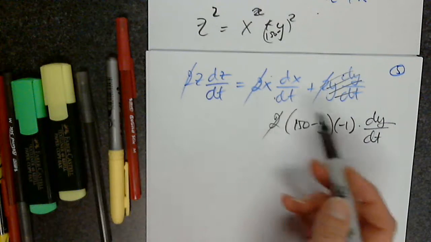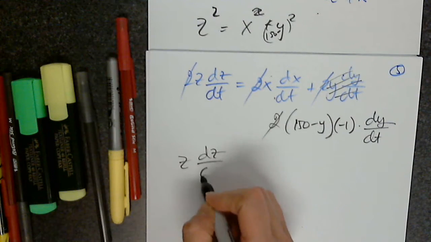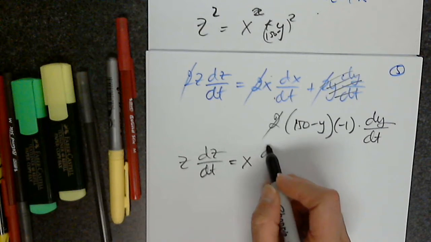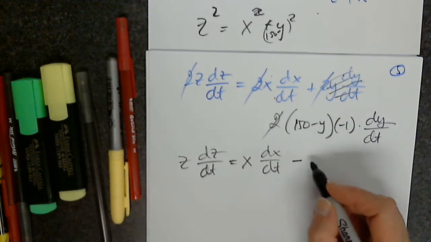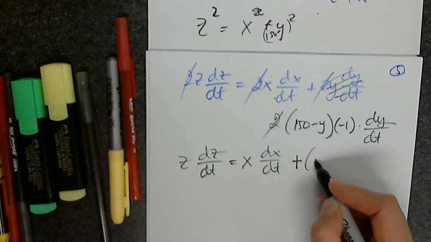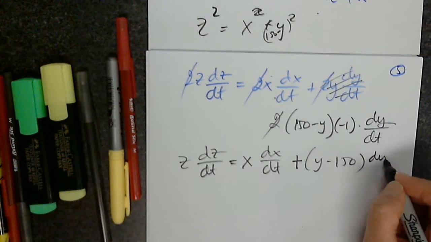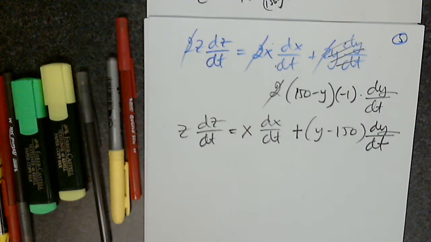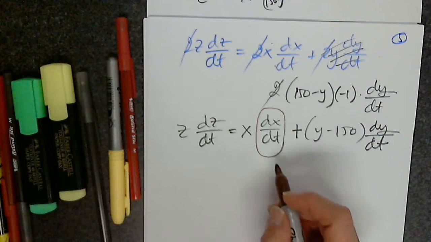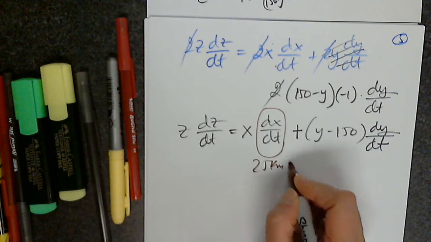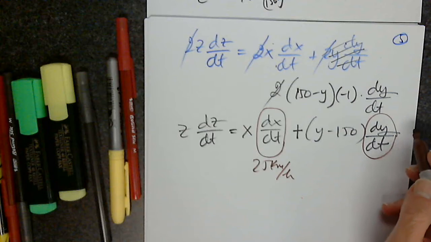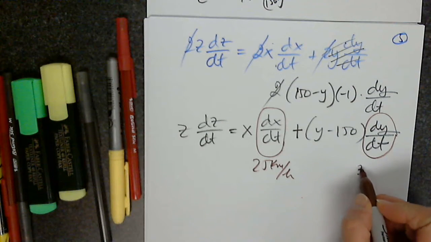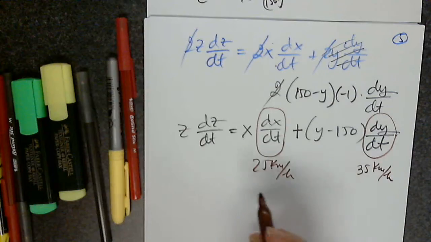Very good. So I will get rid of 2. So I have z dz over dt equals x dx over dt minus, or if you want to distribute, you can write plus, y minus 150 dy over dt. Now let's see what we have. Do I have dx over dt? How much is dx over dt? 25 kilometers an hour. Very good. Do I have dy over dt? Which is 35. Very good.